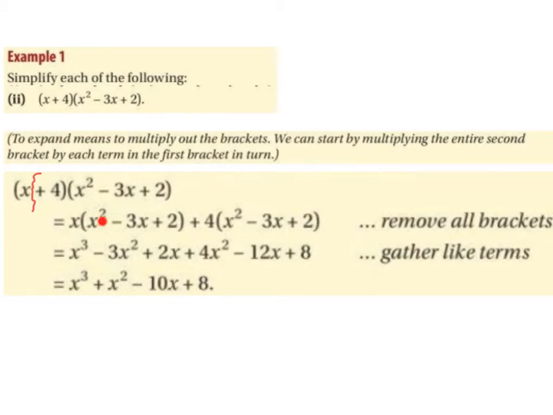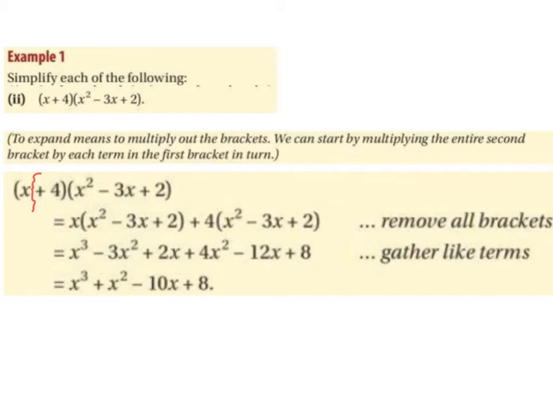So x by x squared is x cubed, because x to the power 1 times x to the power 2, multiplying powers with the same base, we add the powers. Then x by minus 3x is minus 3x squared. Again, x by x is going to give us x squared, so x by minus 3x is minus 3x squared. And x by 2 is 2x. A number multiplied by a letter, we stick them together.